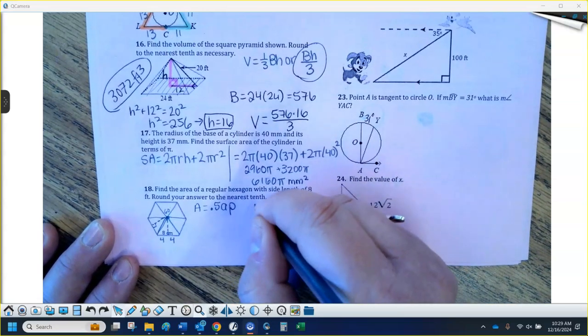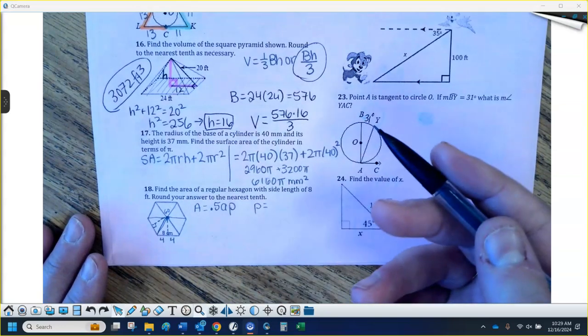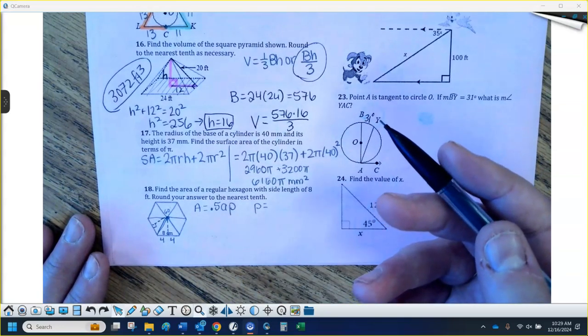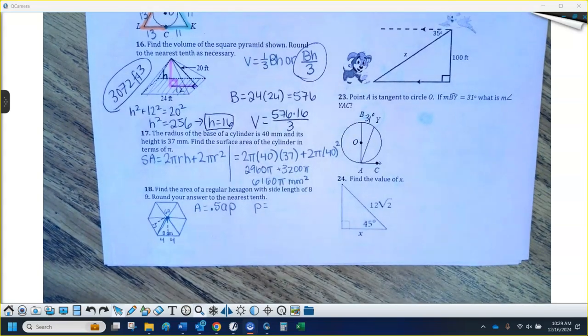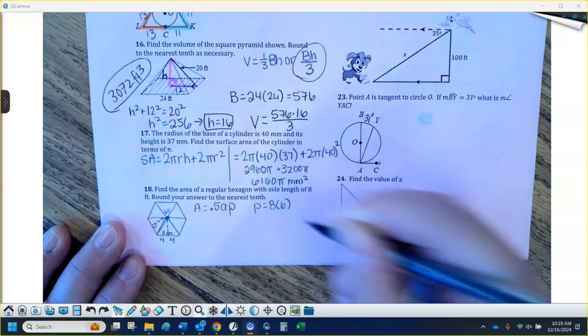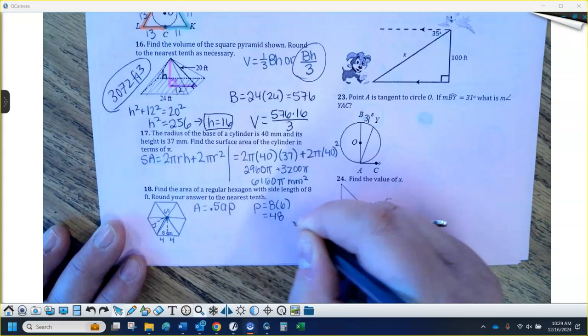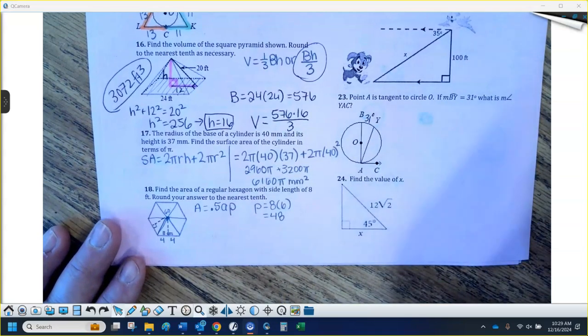Actually, let me come up here. We could find the perimeter of this without doing very much. If I know one of the sides is 8, how would you find the perimeter if it's a hexagon? 8 times 6. Yeah, multiply by the number of sides. It'll be a hexagon on the test, so that's why we're practicing this. All right, 48. And the apothem is the part that I think is tricky.